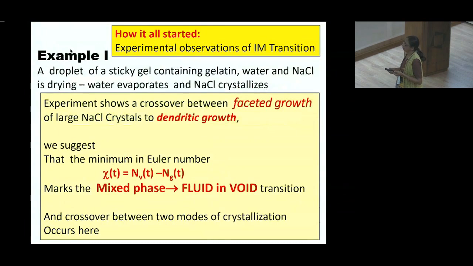Now, why did we get interested in this problem? Actually, from two different experiments, we found something which led us to this problem. And one experiment is the evaporation of a droplet with gelatin and salt. Now, when it dries, something very interesting is observed, that the salt forms crystals, and there are two types of crystal growth processes. I'll show it here.